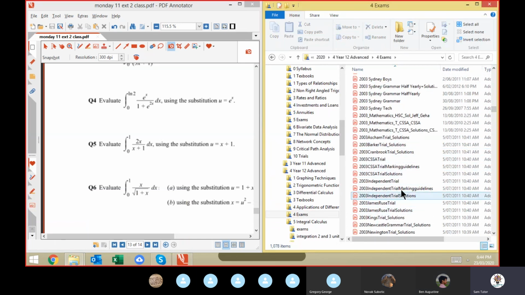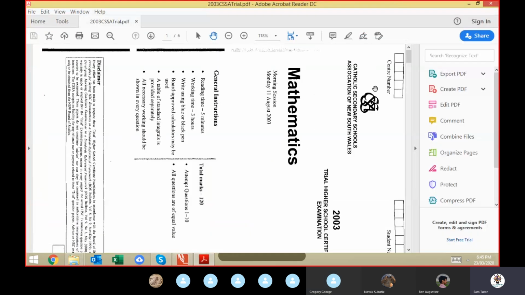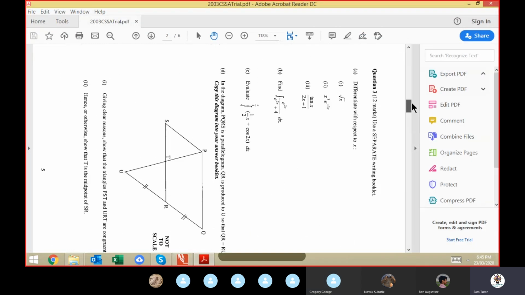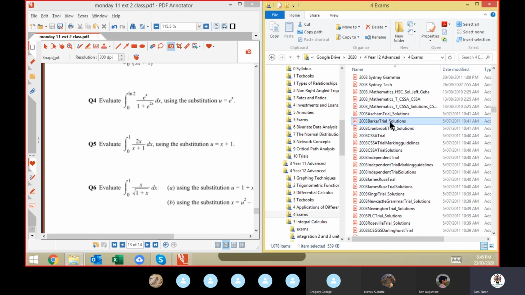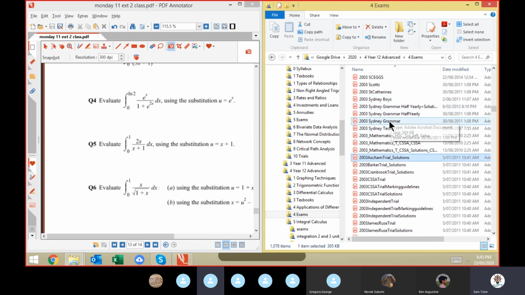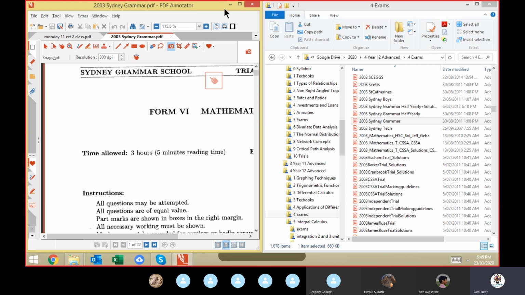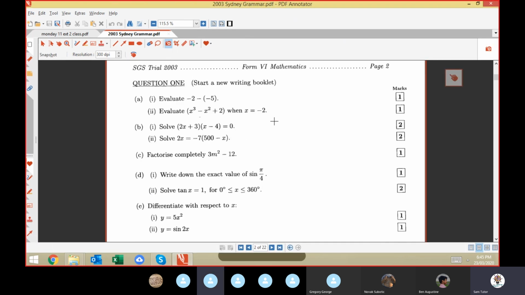Let's go with CWSA. First, let me have a look through it, make sure it's going to be applicable for us. No, it's just going to be annoying to try to turn that. Let's go with Barker. I don't want to do Roos yet. It opens up. What's happening? Good. Sydney Grammar.